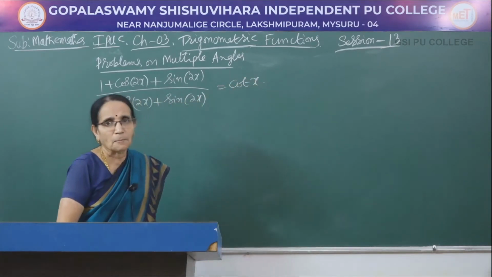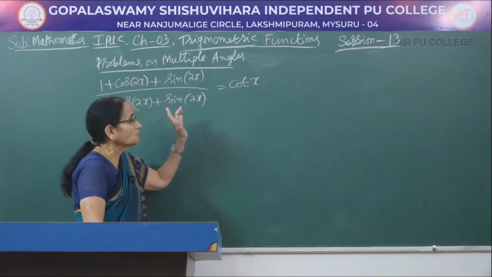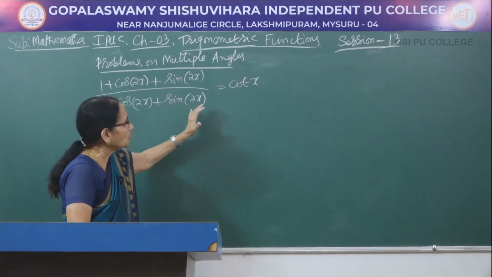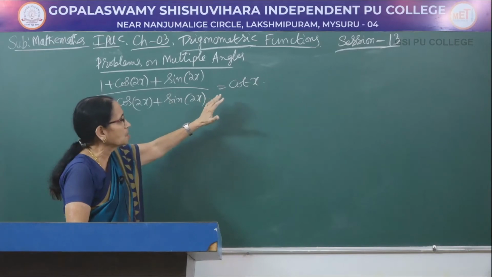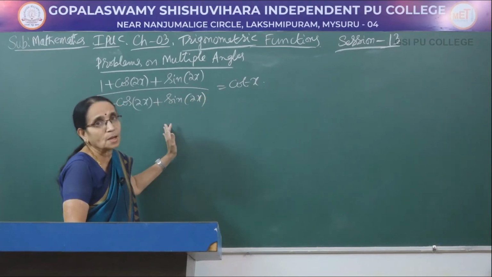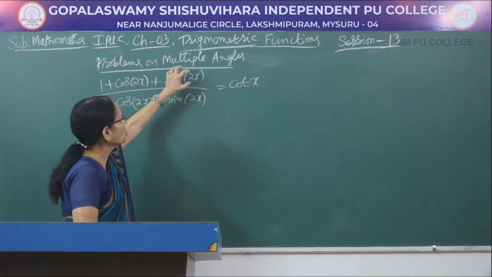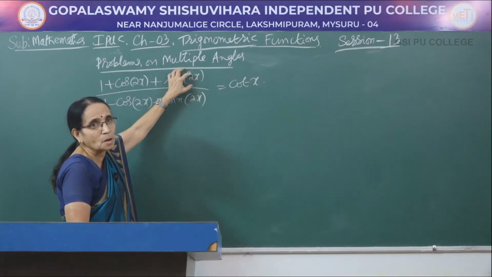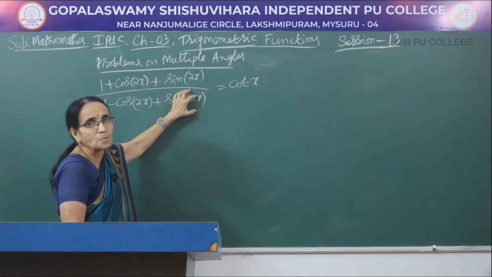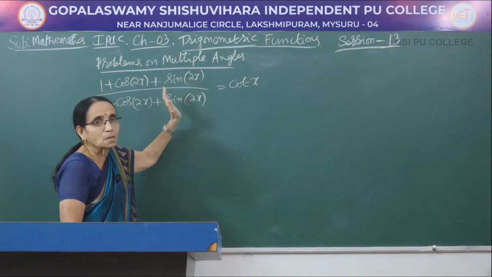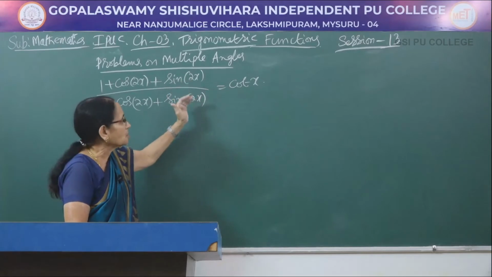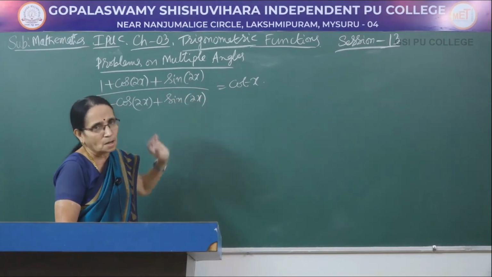Now, this is the problem. I told you that when we prove a result, the right hand side gives us a hint how to start with the left hand side. We have to prove that it is equal to cot x, which means somehow we have to get cos x in the numerator as a common factor and sin x in the denominator as a common factor, and the remaining terms should get cancelled. So, cos x by sin x will be equal to cot x.